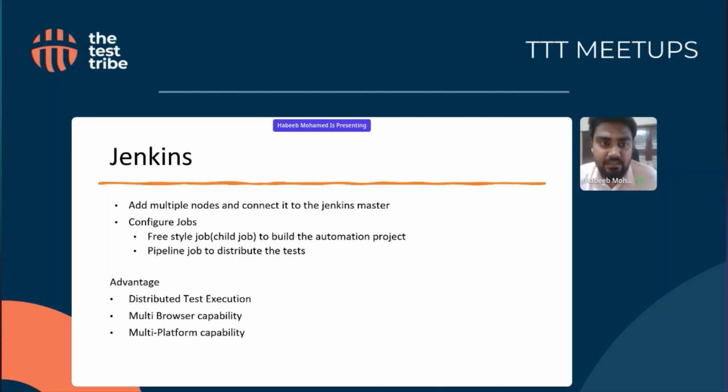All we have to do is configure a few jobs. Basically, we create one freestyle job, whose main purpose is to build the automation project, and the second job is a pipeline job which uses this child freestyle job to distribute the tests. Using these two jobs we can achieve the parallelization. Let's discuss the advantage: the test execution happening here is a distributed setup, so we can run our test cases on n number of platforms and with n number of browsers.